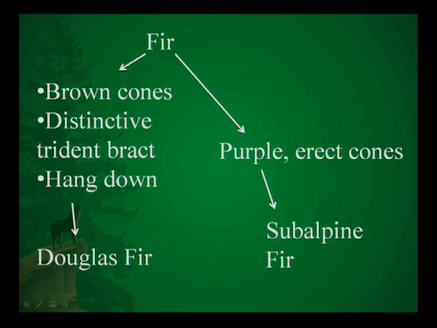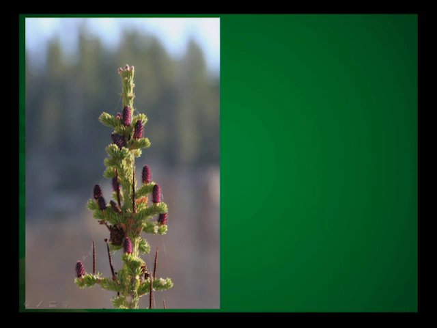And then our firs, if they are brown cones that have kind of a distinctive trident associated with the cone, and the cones hang down, that would be a Douglas fir. And if they have purple erect cones, that would be a subalpine fir. And so this is what the subalpine fir cones look like.